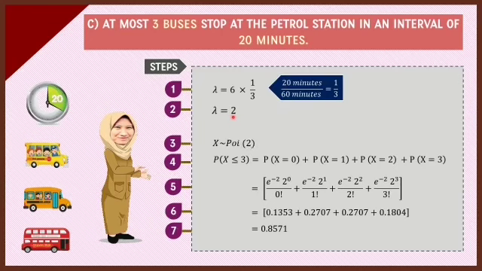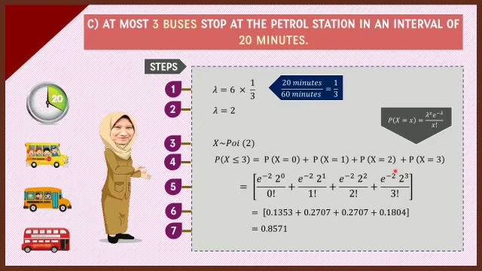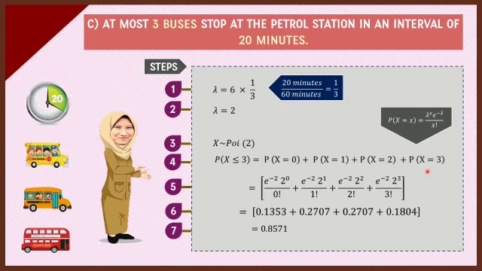The question asks at most 3 buses, meaning that it must be less than or equal to 3. So the probability when x is 0 plus 1 plus 2 plus 3. And then we just need to use the formula like before, insert the number in the formula and you will get 0.8571 for the last answer. Now, let's have Umaira explain the last question.